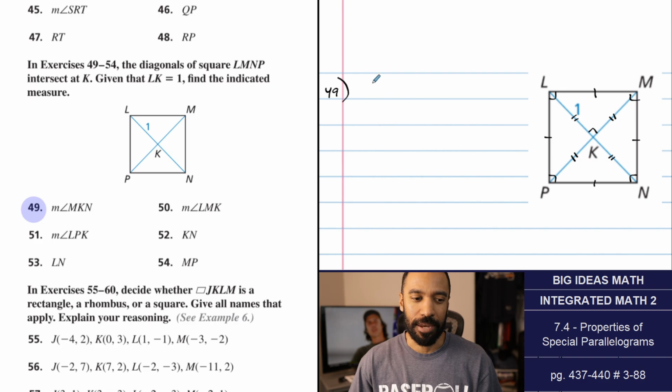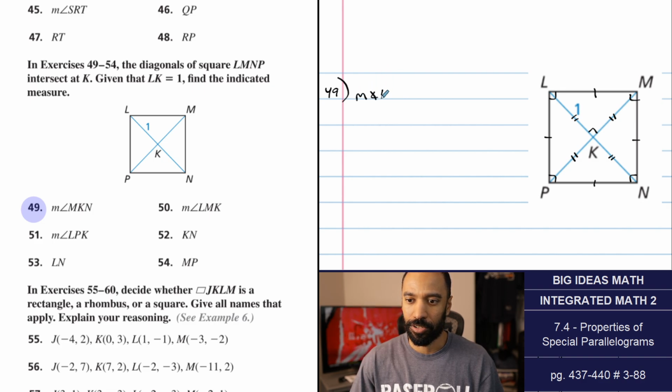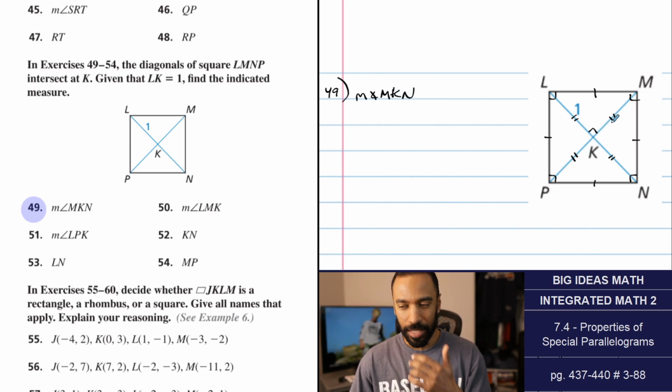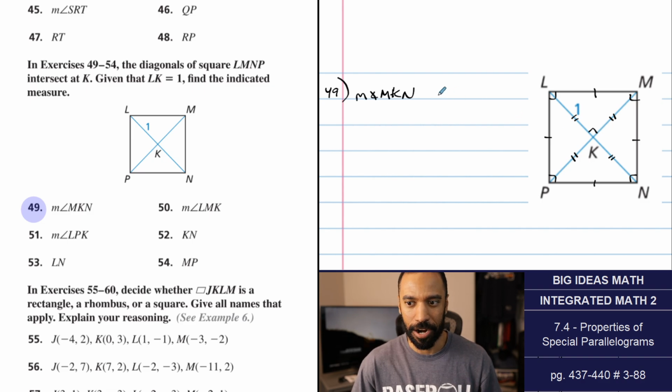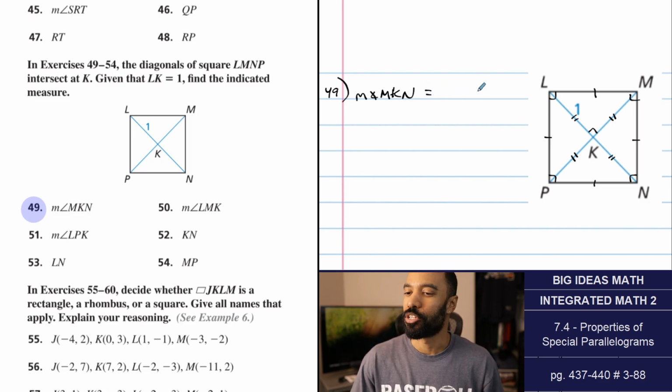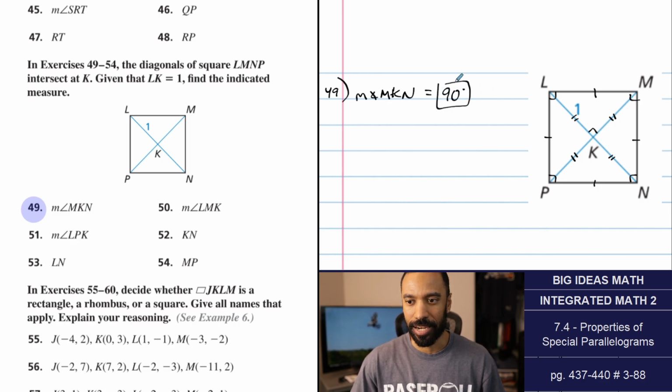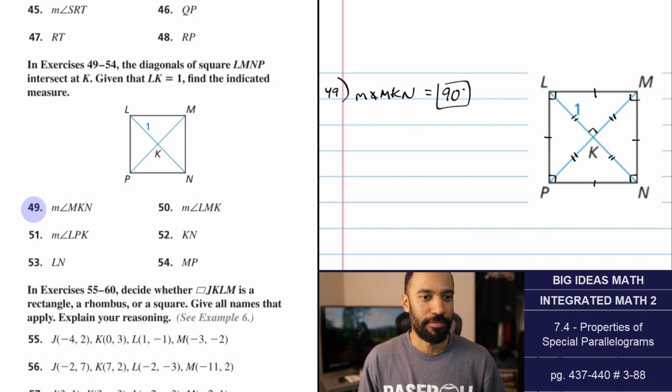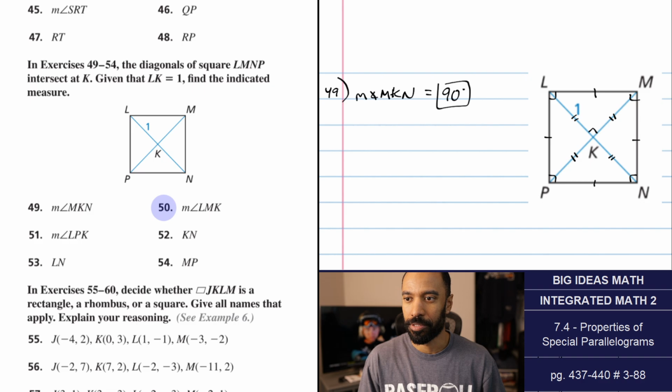All right, number 49, measure of angle MKN. Measure of angle MKN. And I know I'm probably giving away more secrets than I should there, but I still haven't given away everything. Measure of angle MKN. MKN is going to be 90 degrees because a square is a rhombus and yada, yada, yada. Number 50, measure of angle LMK.